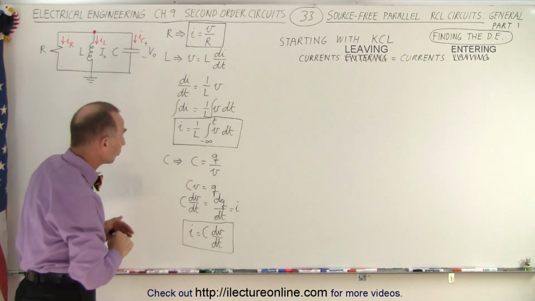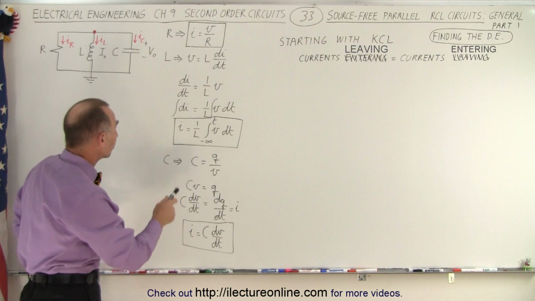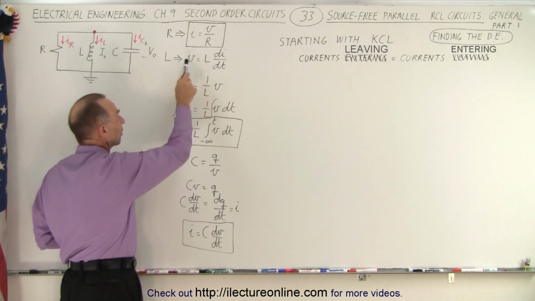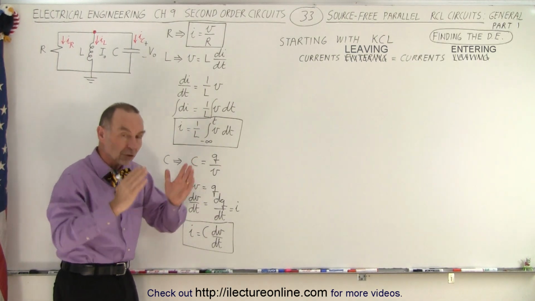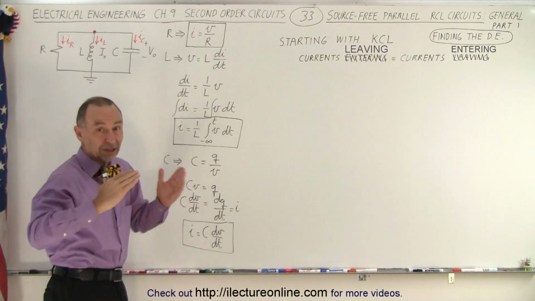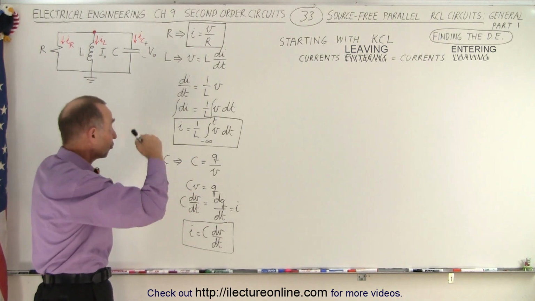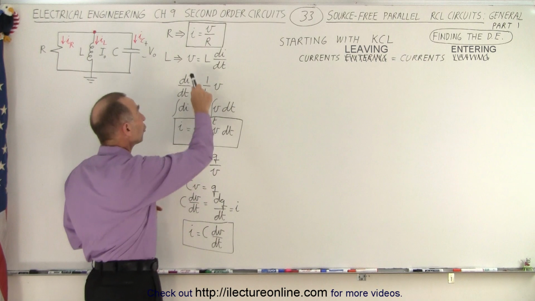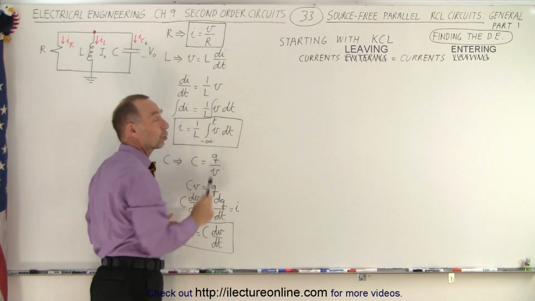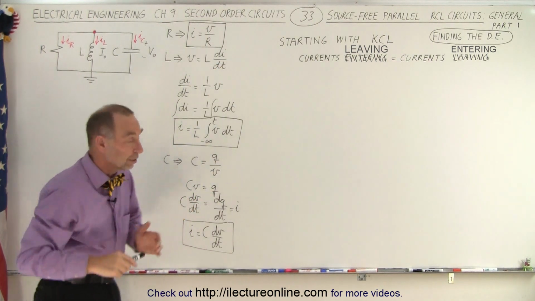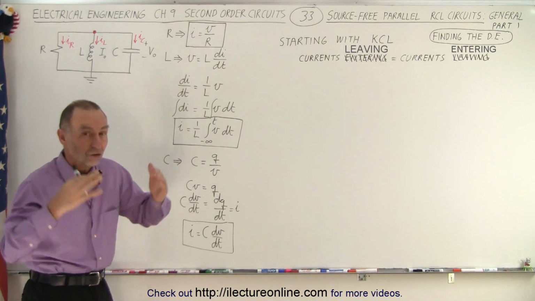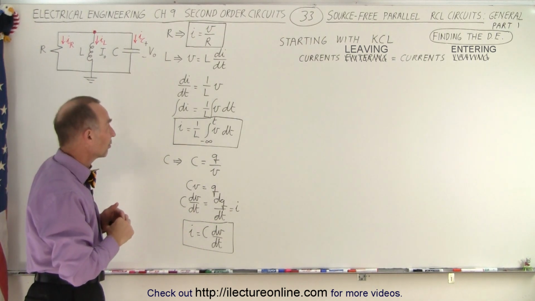But what about an inductor? Well, with an inductor, we start with the concept that the voltage across the inductor is proportional to the size of the inductor. The greater the size of the inductor, the greater the voltage drop across the inductor, and it's also proportional to the rate of change of the current through the inductor. The faster the current changes, the greater the voltage drop across the inductor.